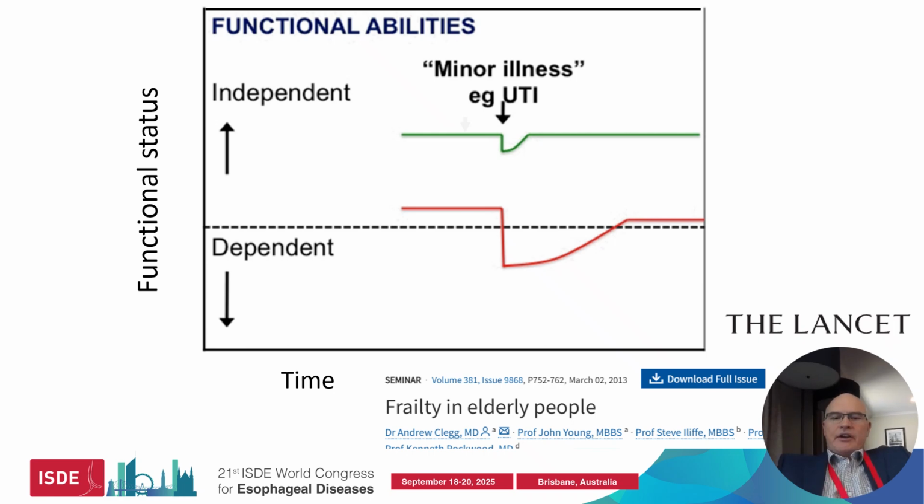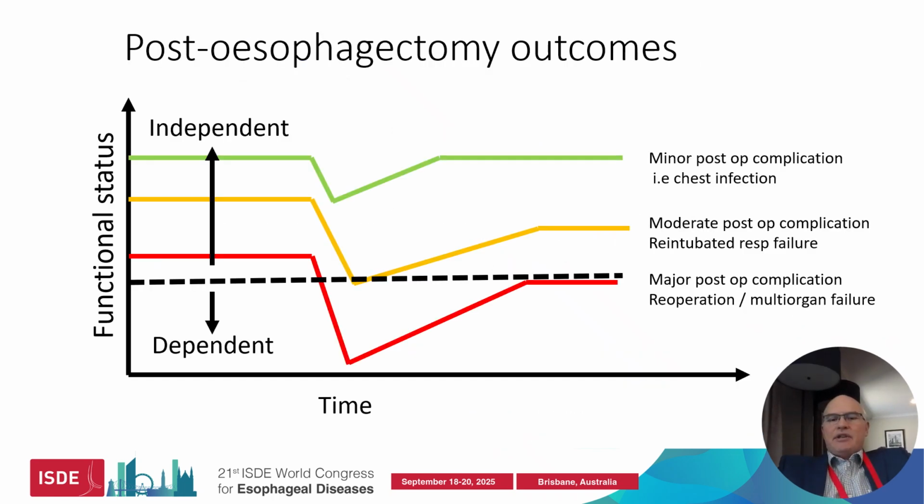And this is a really interesting graph shown in a review by Clegg et al. in the Lancet, looking at functional status over time in patients who have minor or major illnesses. And as you can see, in a devastating illness, they can cross over the threshold from being independent to being dependent on care. And we see this in our esophagectomy cohorts. If the patient's highly active and does well, they can recover from a minor complication. But if they're borderline, you can convert a patient who was independent and coping at home to somebody that has to go to a nursing home for ongoing care.